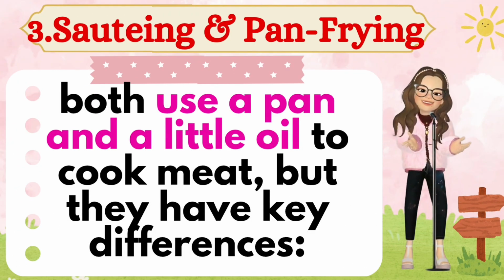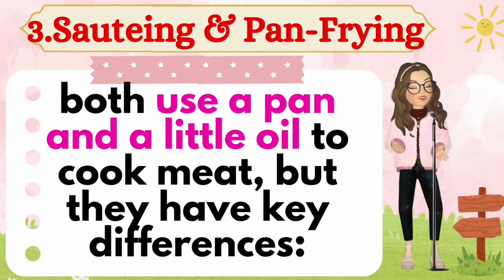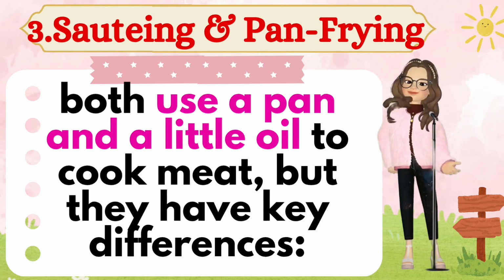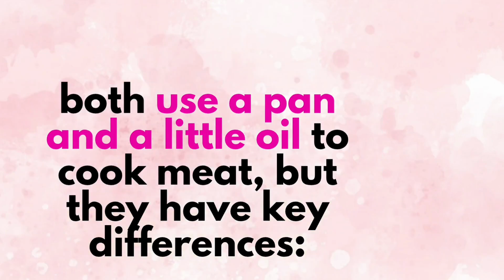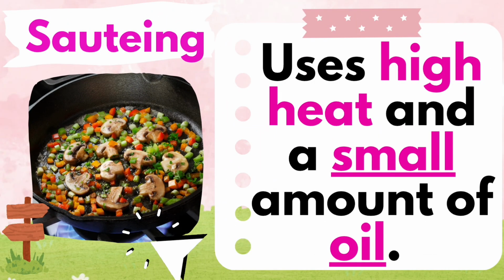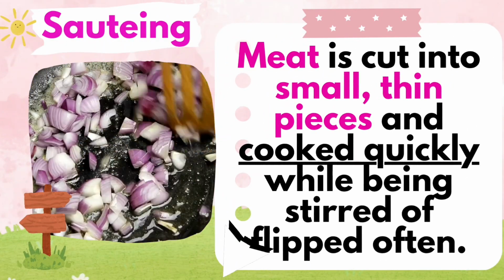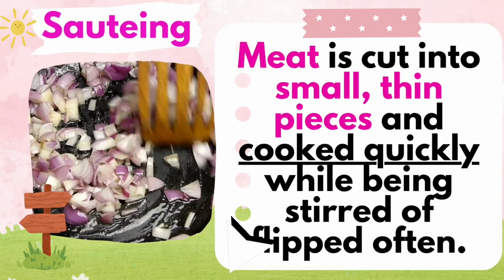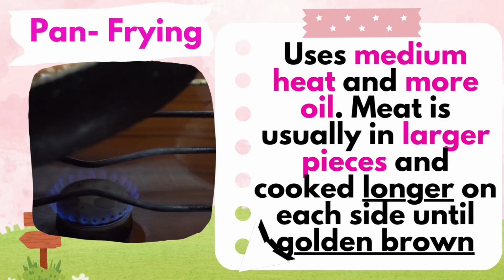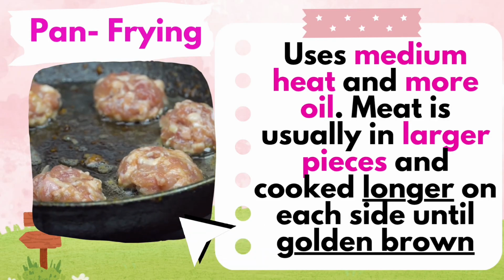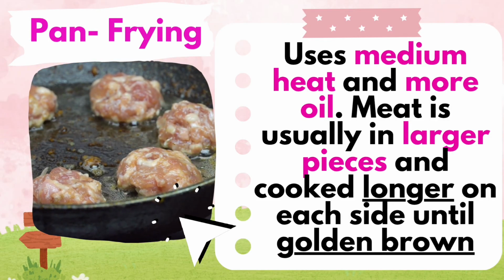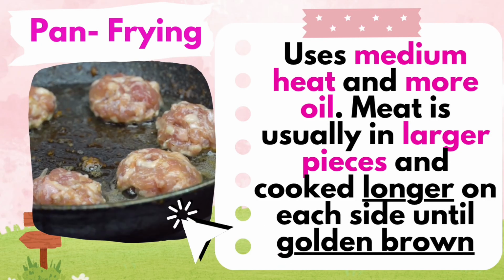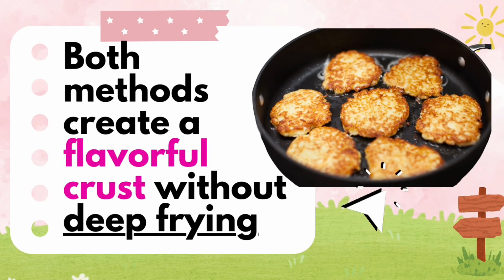3. Sautéing and pan frying. Both use a pan and a little oil to cook meat, but they have key differences. Sautéing uses high heat and a small amount of oil. Meat is cut into small thin pieces and cooked quickly while being stirred to flip often. Pan frying uses medium heat and more oil. Meat is usually in larger pieces and cooked longer on each side until golden brown. Both methods create a flavorful crust without deep frying.